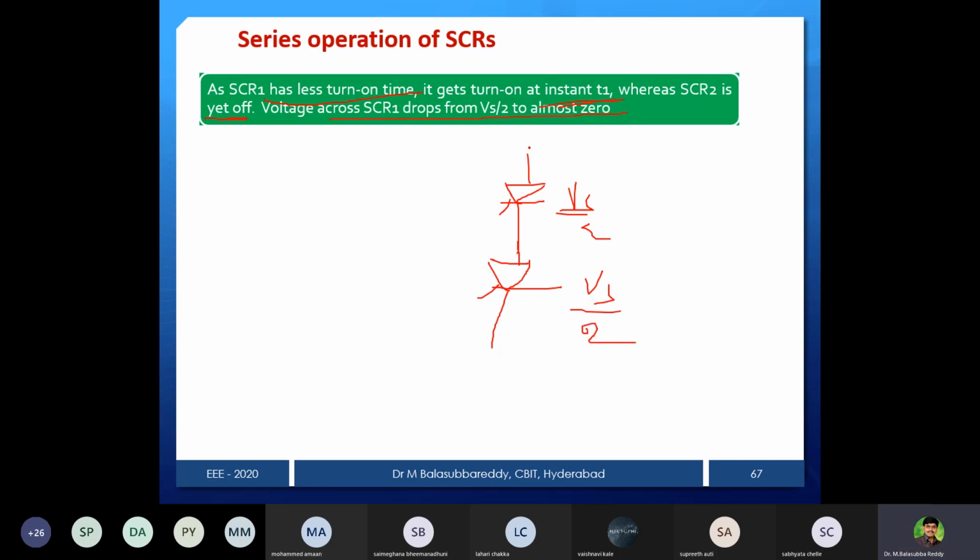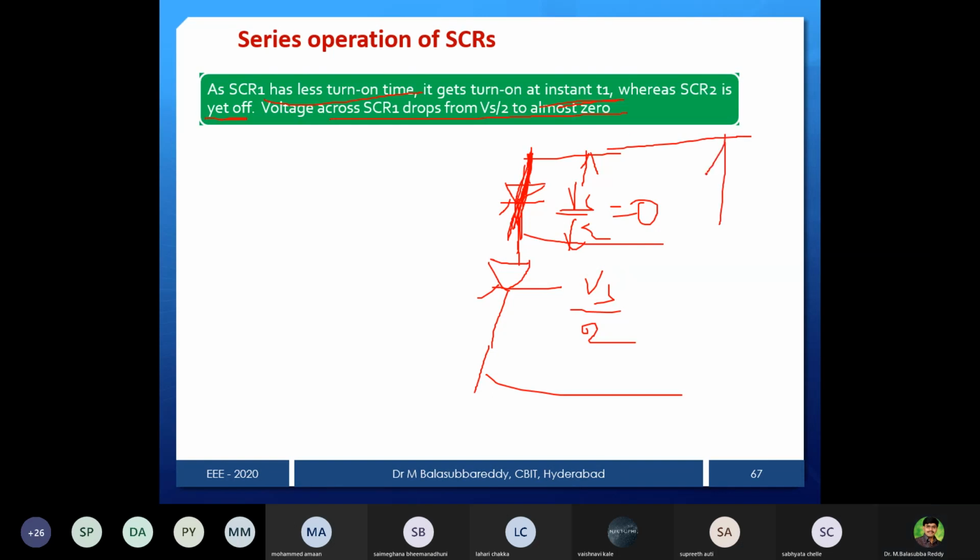But now turn on time is less for SCR1. Then what will happen? This will turn on first. Once this is on, what is the voltage across this? Anybody? The voltage across this is Vs by 2 initially if it is in open state, but now if it is closed, then this voltage is near 0. Now this is on, but SCR2 is still open, then what is the voltage across SCR2? Anybody guess this? Very small logic.